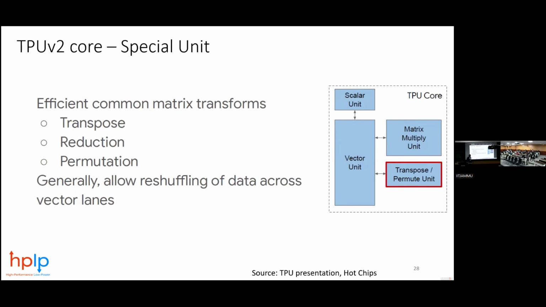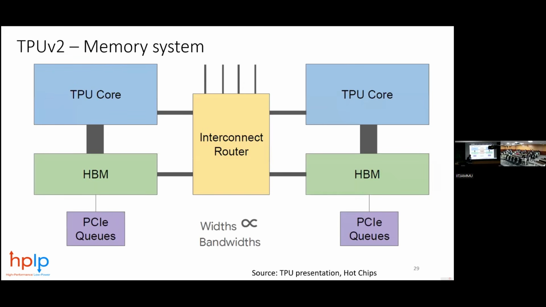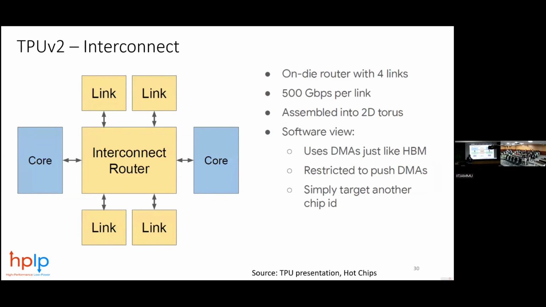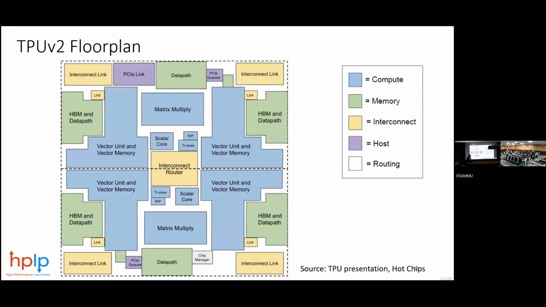They did some more about matrices. They can now do transpose and reduction and permutation. And there is some interconnect now because they have 2 units, and they also can connect multiple of these TPUs together through the link. And the floor plan looks much messier than before. And again, it's mirrored. Yeah, sure.